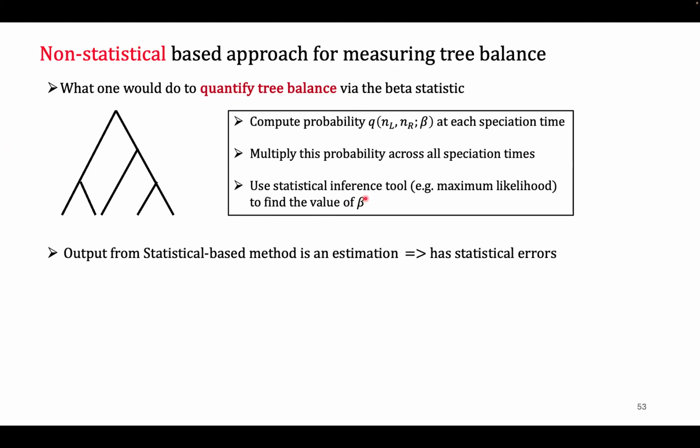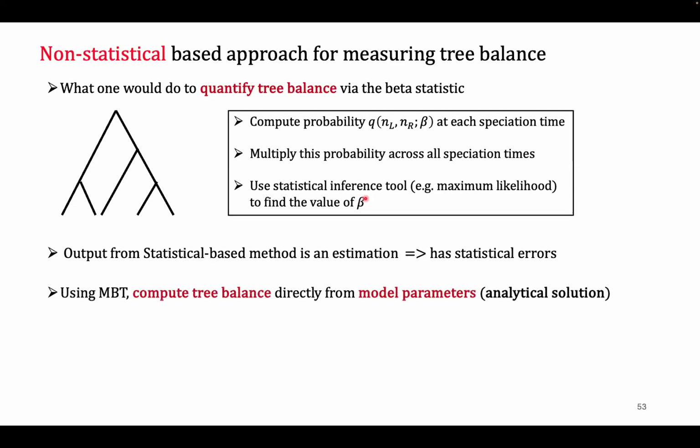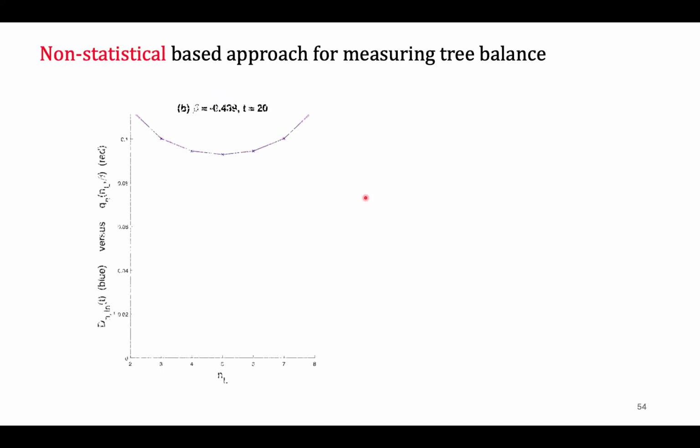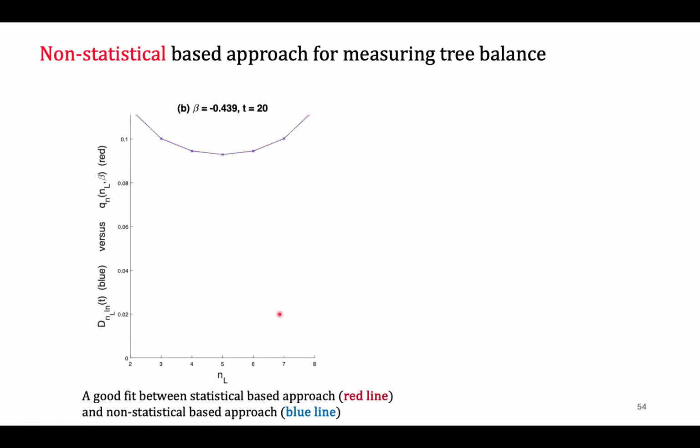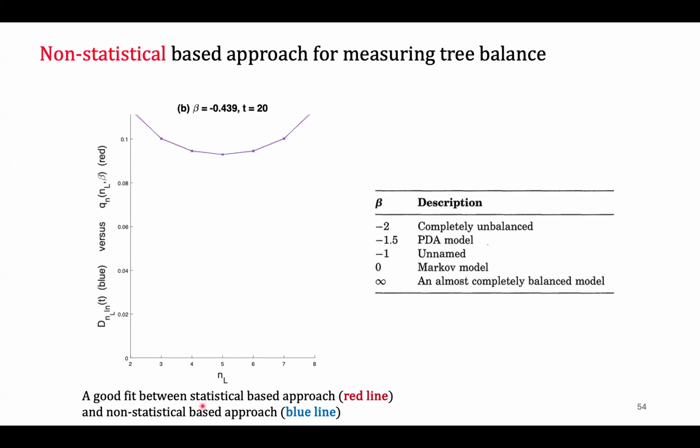What we found with this model is that you can actually compute tree balance directly from the model parameters. If you know the values of your model parameters, you can compute the tree balance directly from them, without having to use any statistical inference to measure the topology. And this is just some results. You can see the blue line and the red line fit perfectly to one another. The red line is based on the statistical approach, using maximum likelihood. The blue line is based on the new approach that computes tree balance directly from the model parameters.